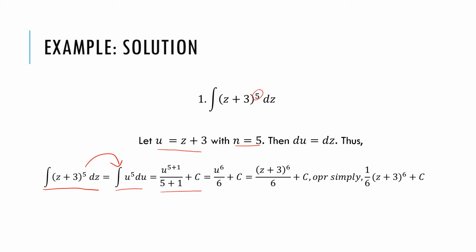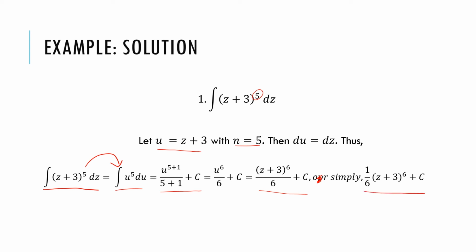And so we have z plus 3 raised to 6 over 6 plus c. That is the answer right away. Unlike earlier, when we used so many power rules and so many steps happened. Right? So this one is better. Or you can use 1 over 6 multiplied by z plus 3 raised to 6 plus c.